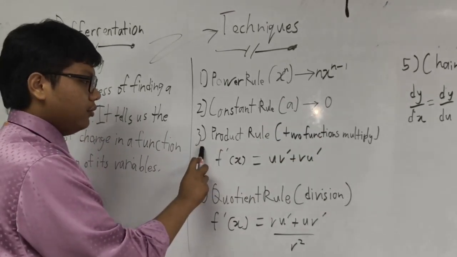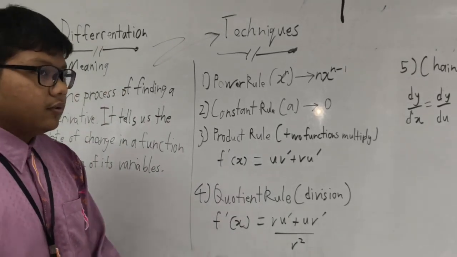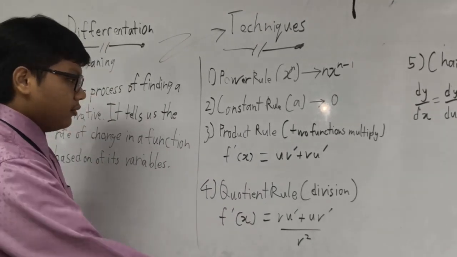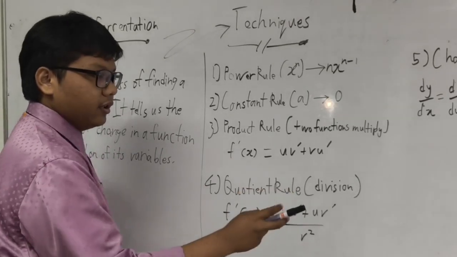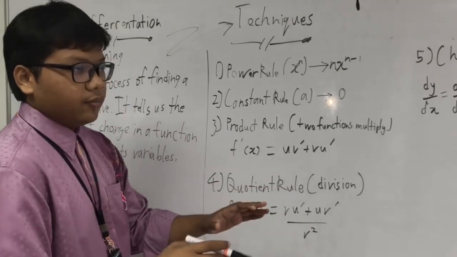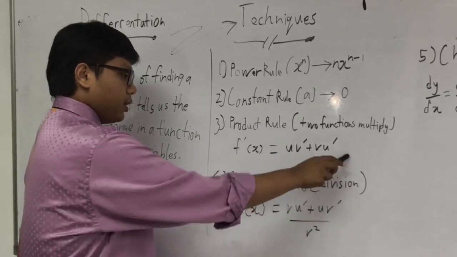So the next rule is the product rule. It is for two functions multiplied. You divide the two functions into u and v, and then you differentiate both of them, and then you write it as u v prime plus v u prime.